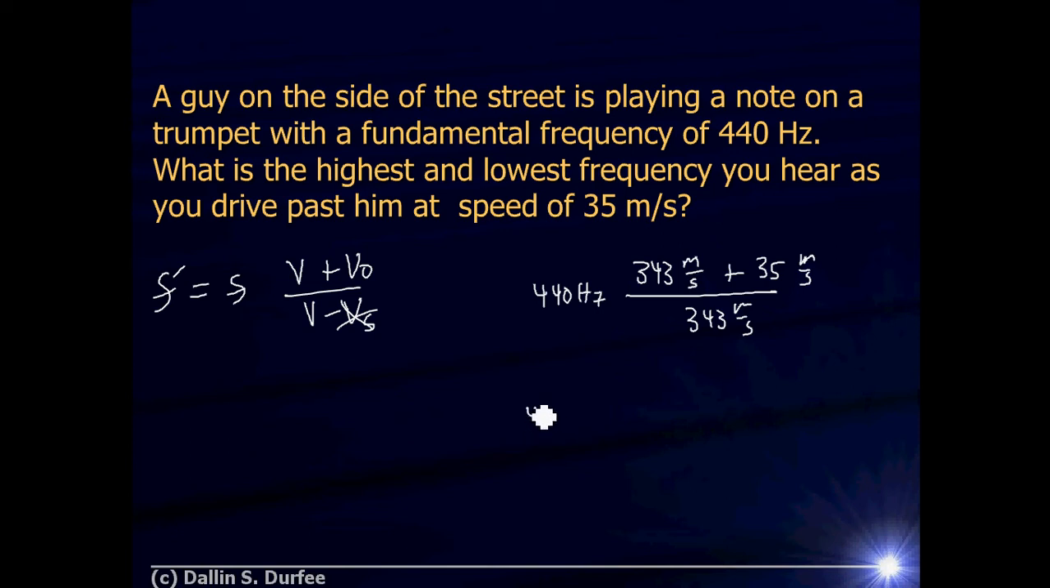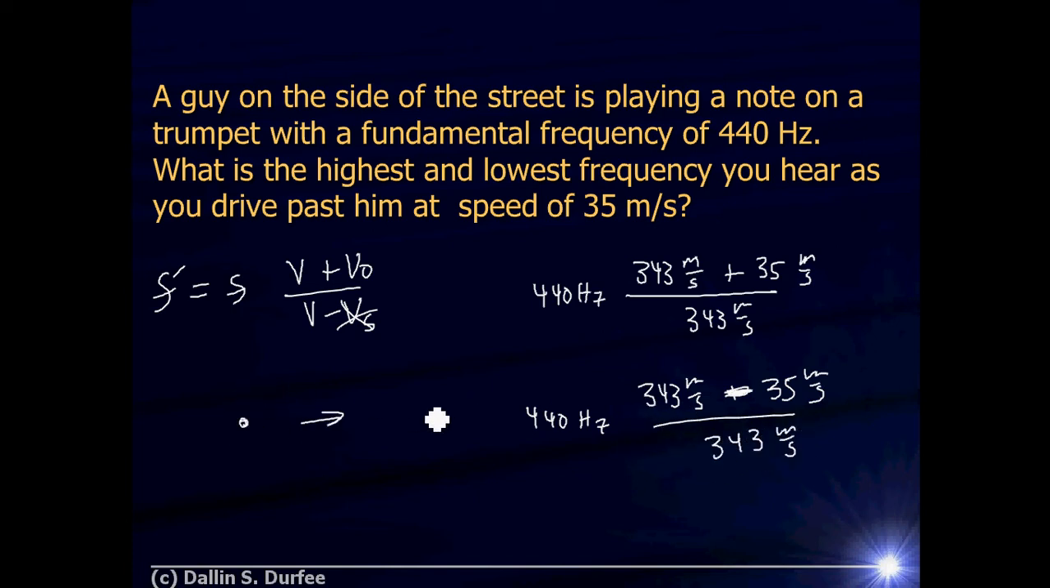Once I've driven past, it'll look like this. I have 343 meters per second for the speed of sound, but then I'm going to change the sign here because I'm going away. So the trumpet player is here, I'm driving away, so my velocity is in the direction away from the trumpet player. I'm going to change this to a minus 35 meters per second over the speed of sound. And once again, when I'm going away, I expect the shift to go down. I have a minus sign in the numerator. That is correct.